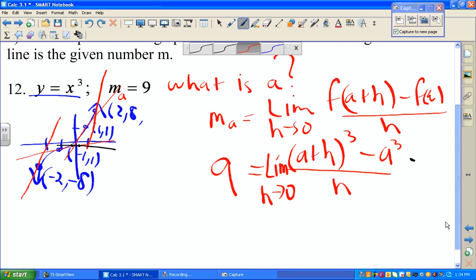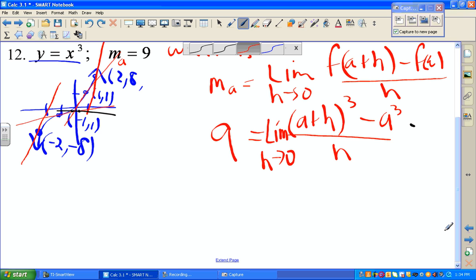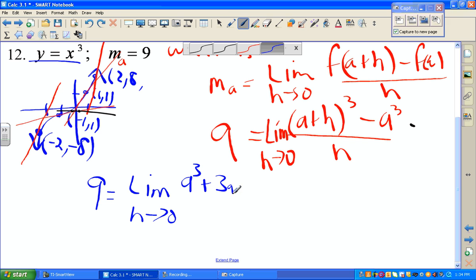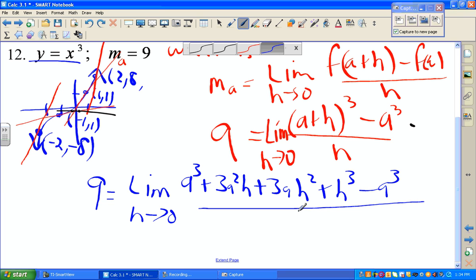Can anybody guess what's going to happen now on this equation? It's called an equation because there's an equal sign. And there's really only one variable to solve for, and that's a. Everybody knows the h is going to divide off, and everybody knows how to cube this out. Yeah? How do you cube it out? Yeah. So 9 equals the limit as h goes to 0 of a cubed plus 3a squared h plus 3a h squared plus h cubed minus a cubed all over h.